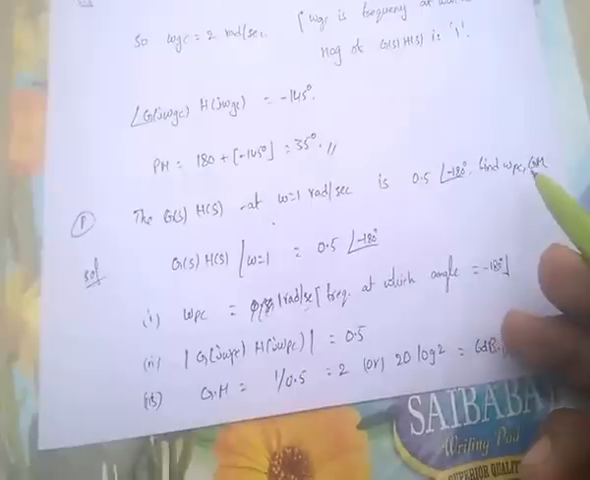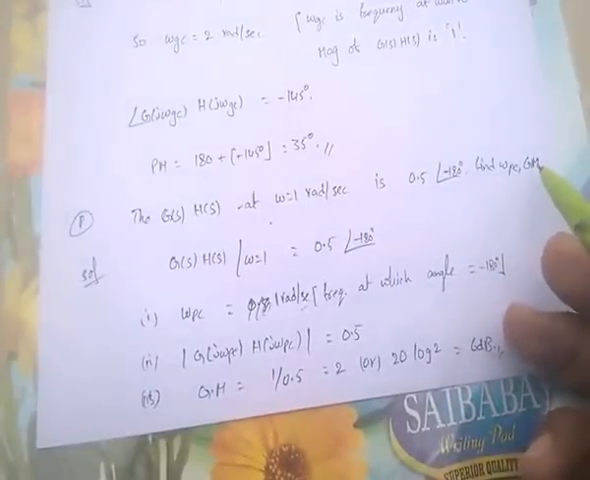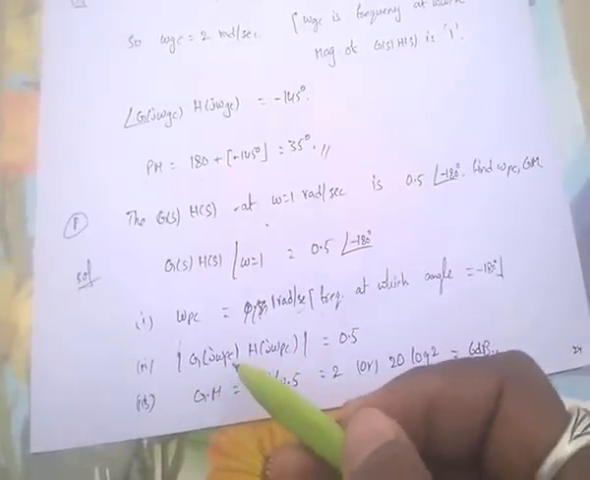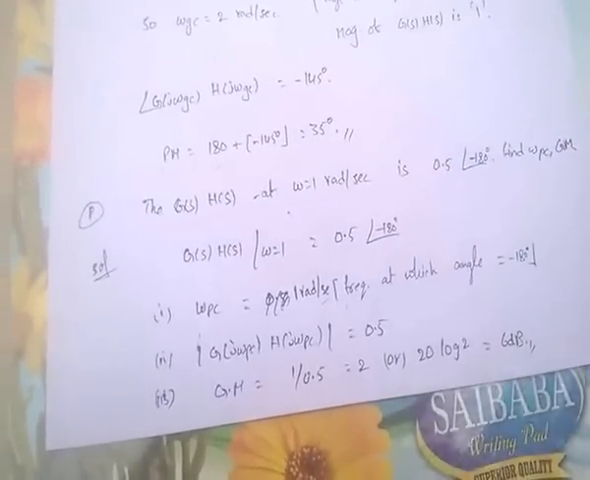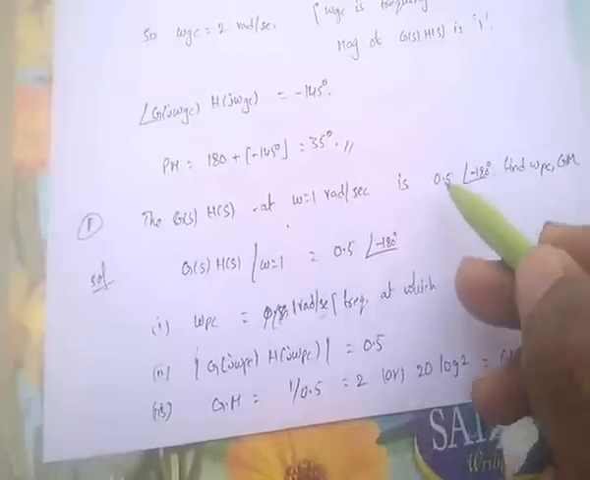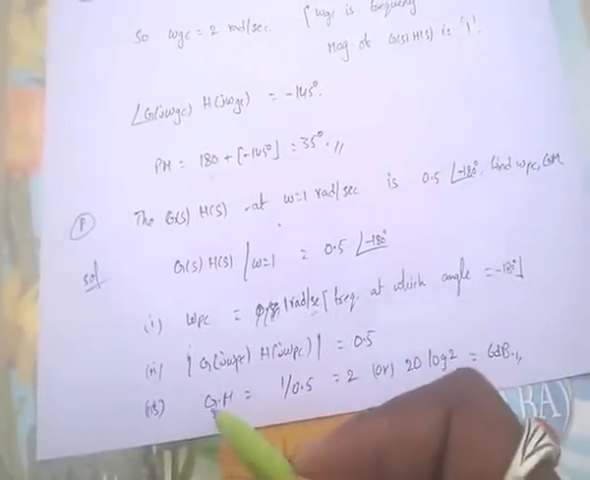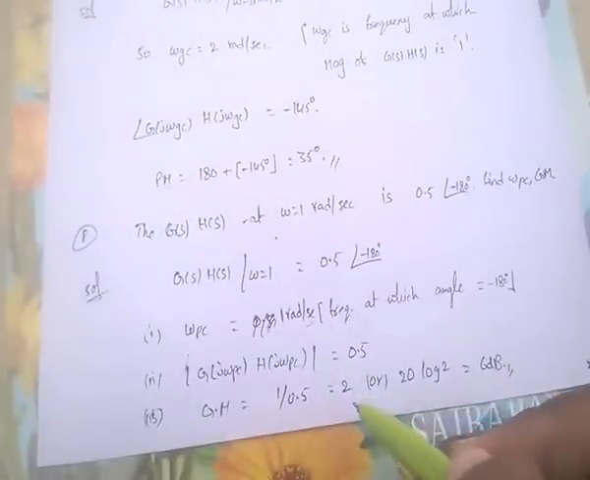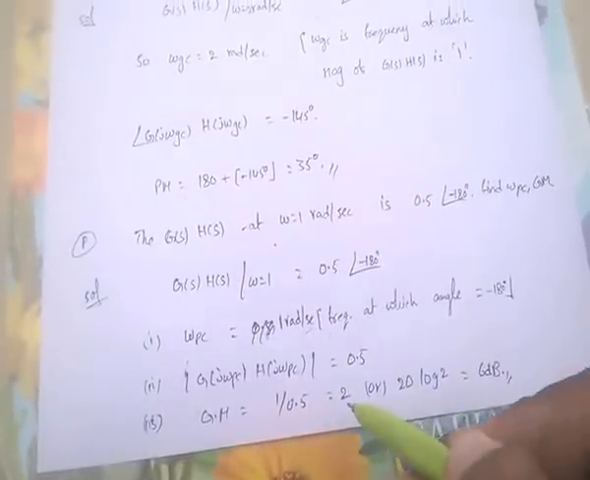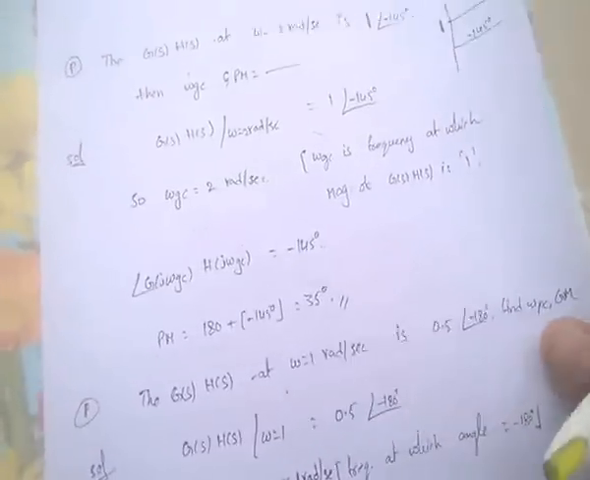And for finding the gain margin, we have to find the magnitude of G(j omega pc)H(j omega pc). This is the magnitude, that is 0.5. And gain margin equals 1 by magnitude, that equals 1 by 0.5, that equals 2, that equals 20 log 2, that means 6 dB.